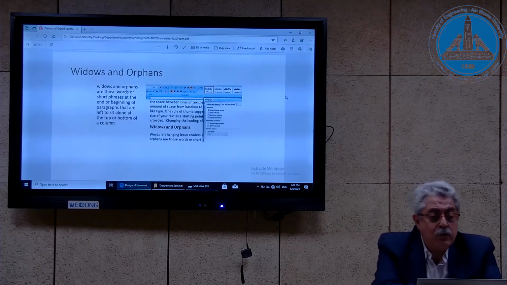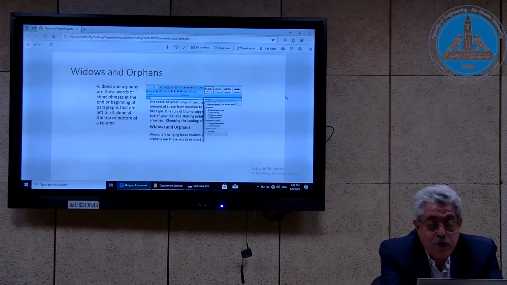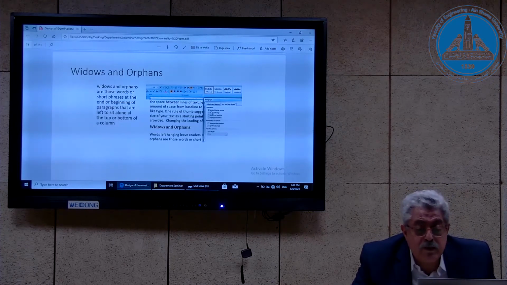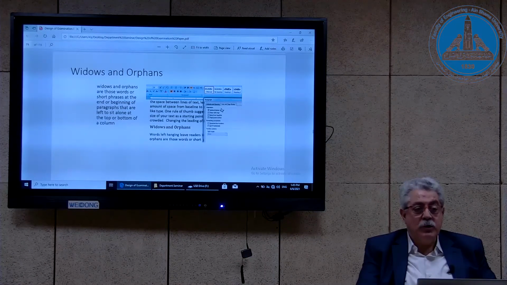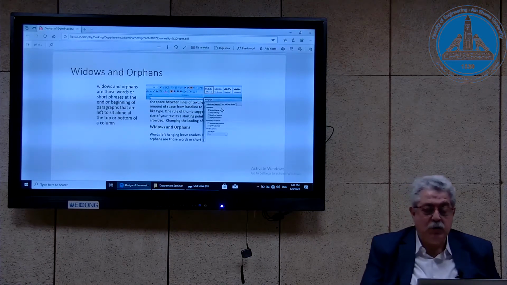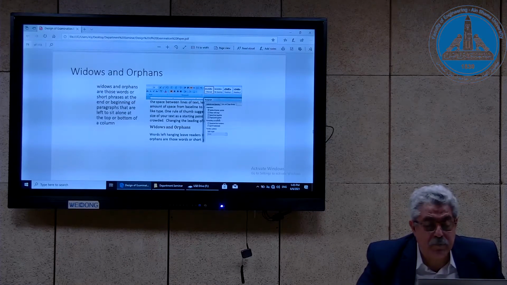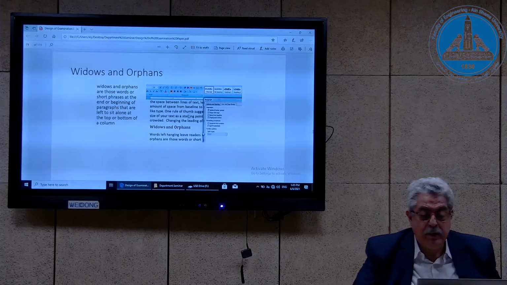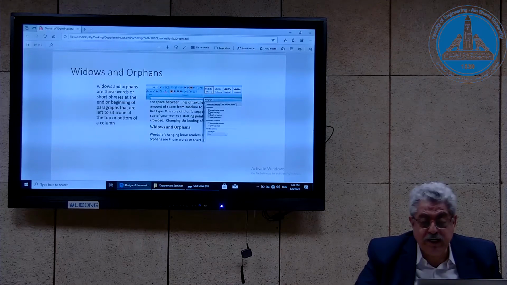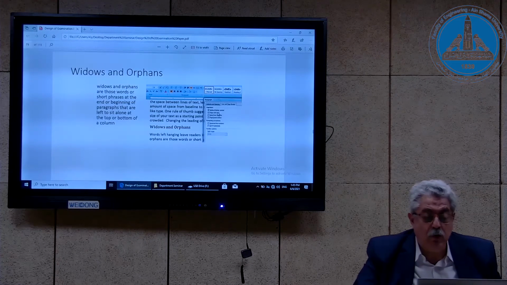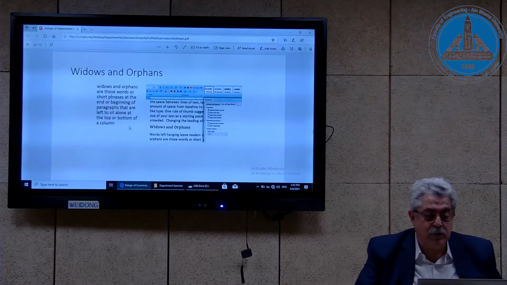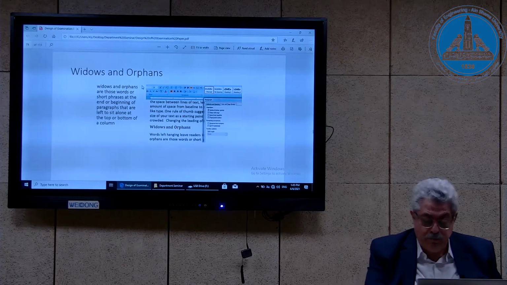And here is how to adjust the widows and orphans. Can you see here? This slide shows the widows and orphans options in Word. You will find it in the Paragraph group, and it is always ticked here, where orphans and widows control is the default setting. Here are the definitions that I just mentioned in the previous slide.